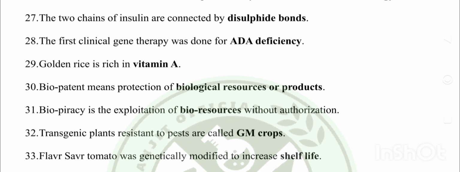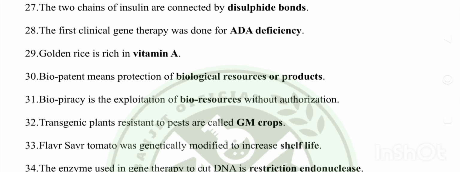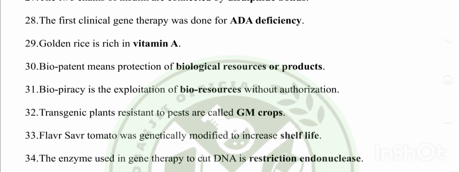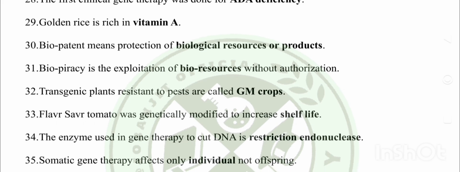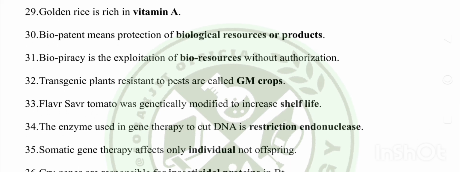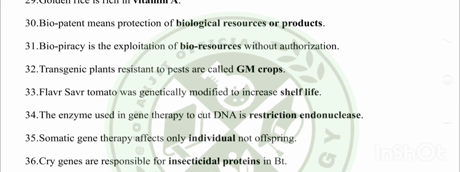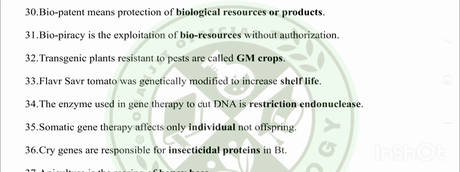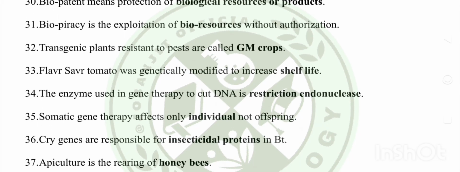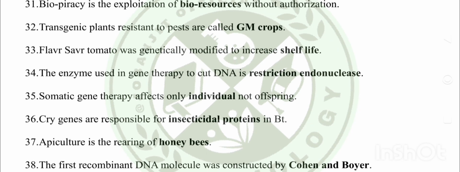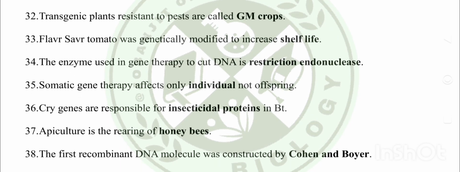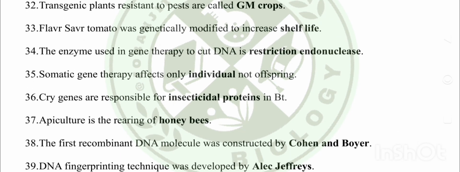31. Biopiracy is the exploitation of bioresources without authorization. 32. Transgenic plants resistant to pests are called GM crops. 33. Flavr Savr tomato was genetically modified to increase shelf life. 34. The enzyme used in gene therapy to cut DNA is restriction endonuclease. 35. Somatic gene therapy affects only the individual, not offspring.